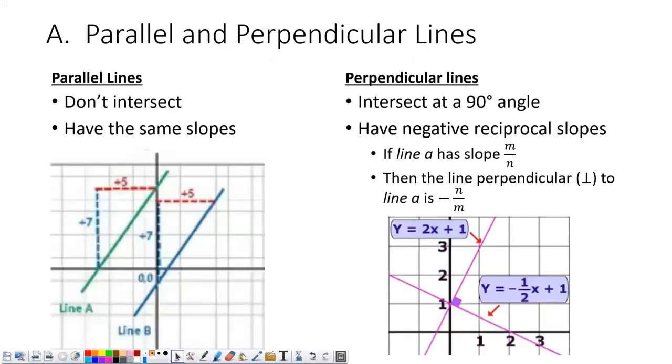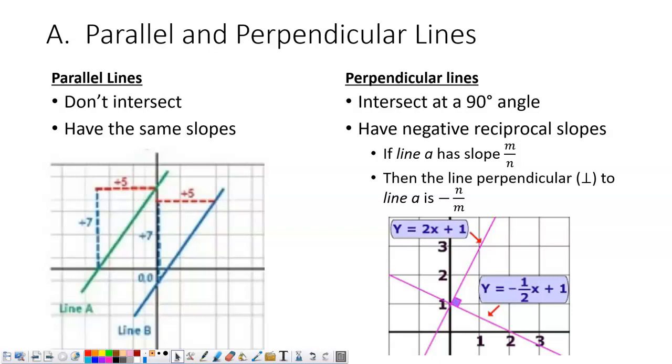So let's talk about parallel and perpendicular lines. Many of you guys have probably already had geometry. So what are these? Just a refresher. Parallel lines are two lines that do not intersect, and they have the same slope. Perpendicular lines are two lines that cross. So in the picture on the right, you can see we have two pink lines that are intersecting each other. So they do cross, but when they cross, they make a 90-degree angle. So that's what it means to be perpendicular.